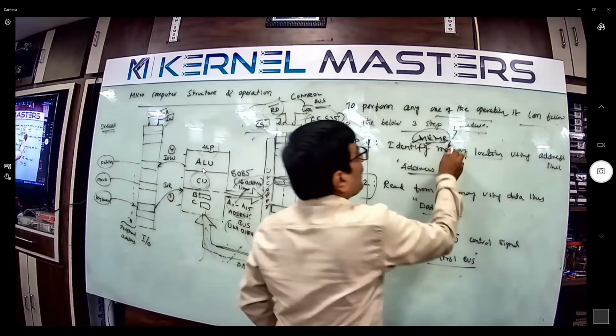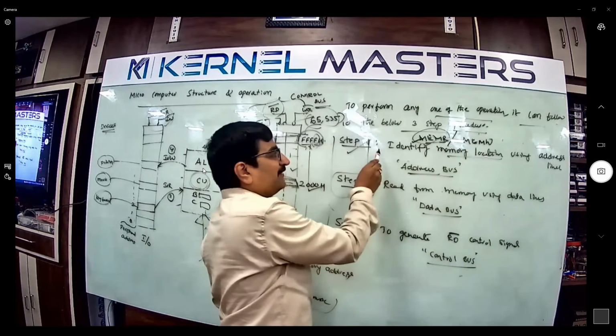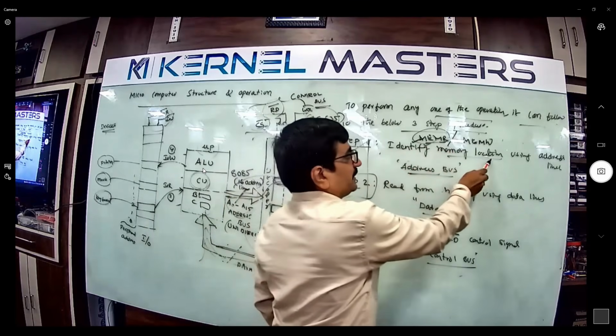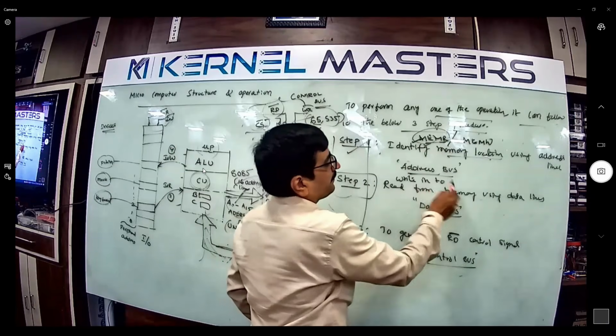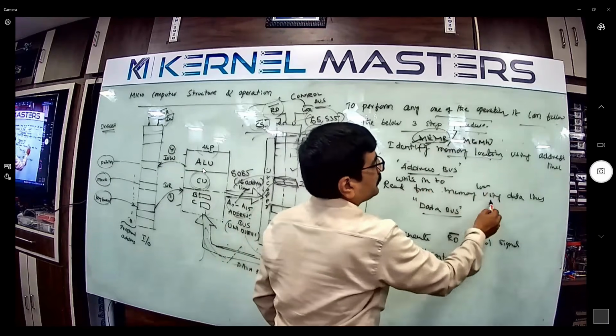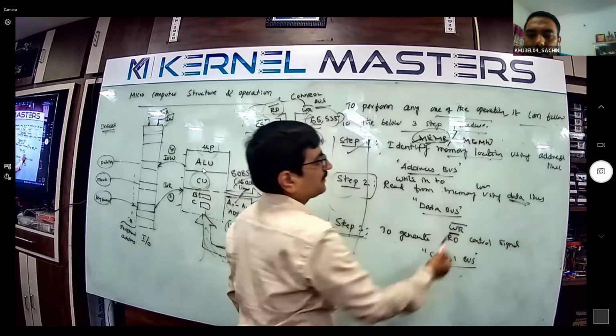Memory write operation. The first step is to identify the memory location, the location where the write operation is to be performed. The second step is to write into the memory location, using the data line. The third step is to generate the write control signal.